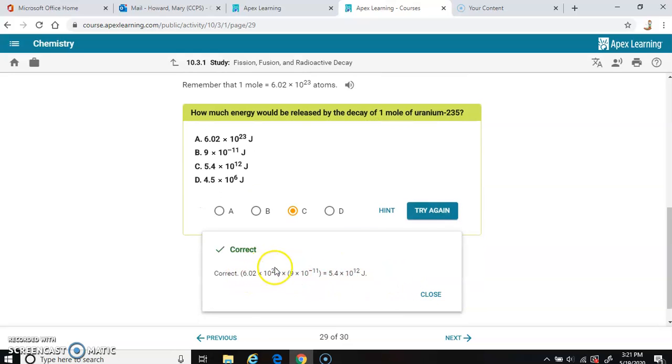Remember, to multiply scientific notation, you multiply the coefficients. And then you add the exponents and get 12, because you think you had to move the decimal at the end. But anyhow, that is how much energy, which times 10 to the 12 is a whole lot of energy, that is released just with 1 mole of the uranium.